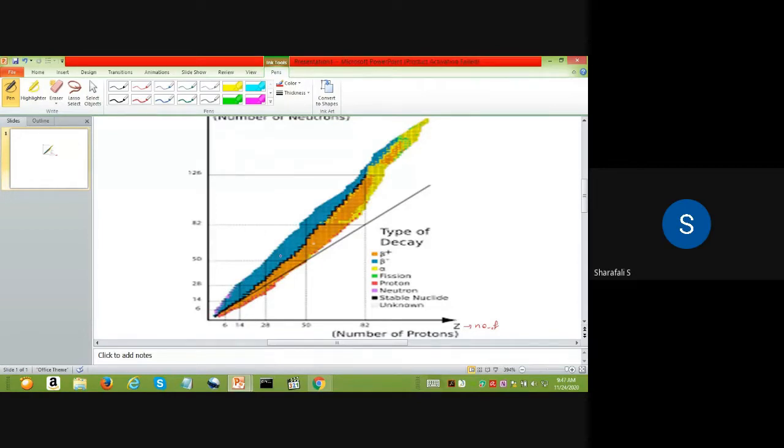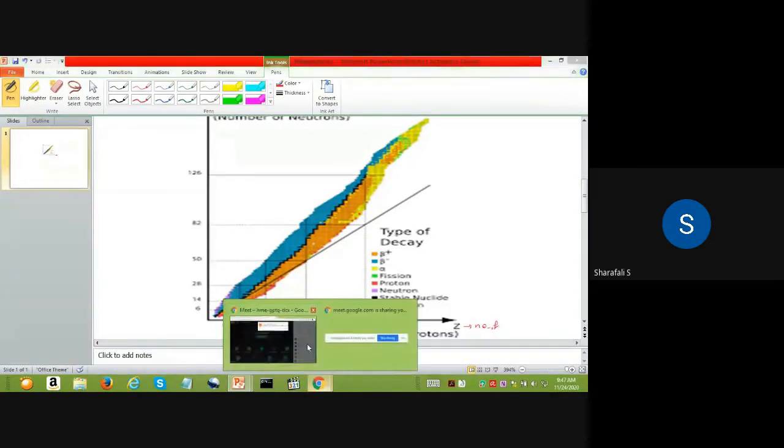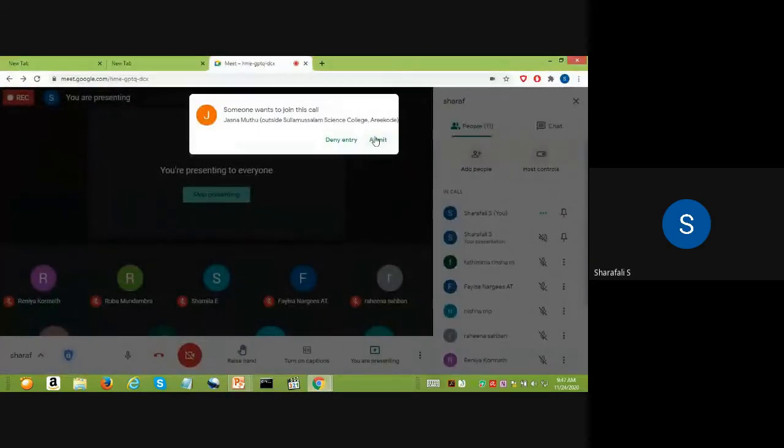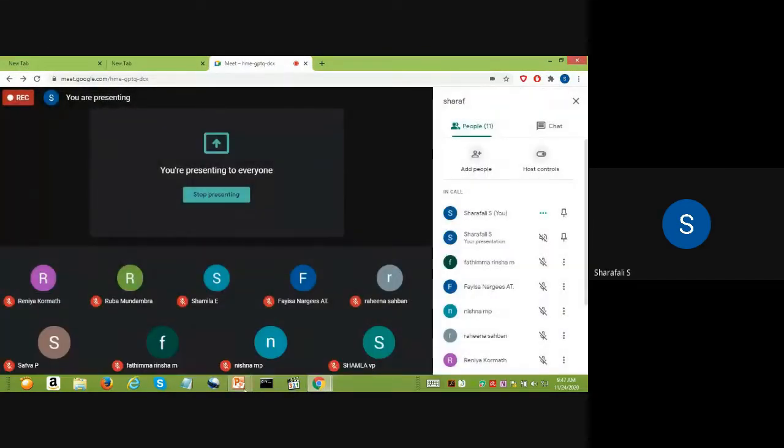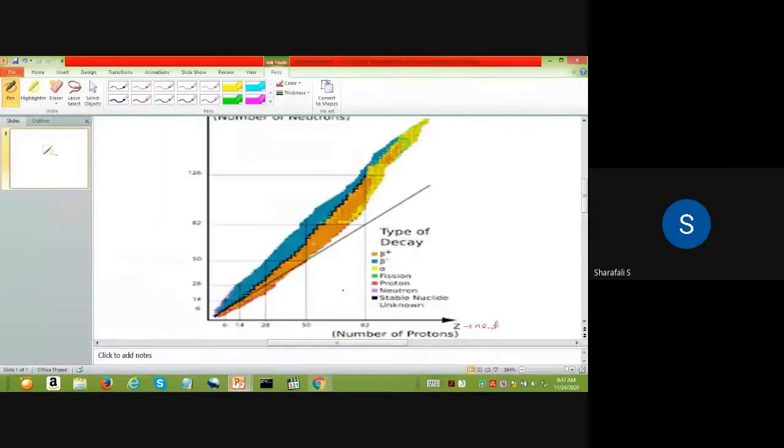We can observe that when the number of protons increases along the x-axis, the number of neutrons is also increasing along the y-axis.